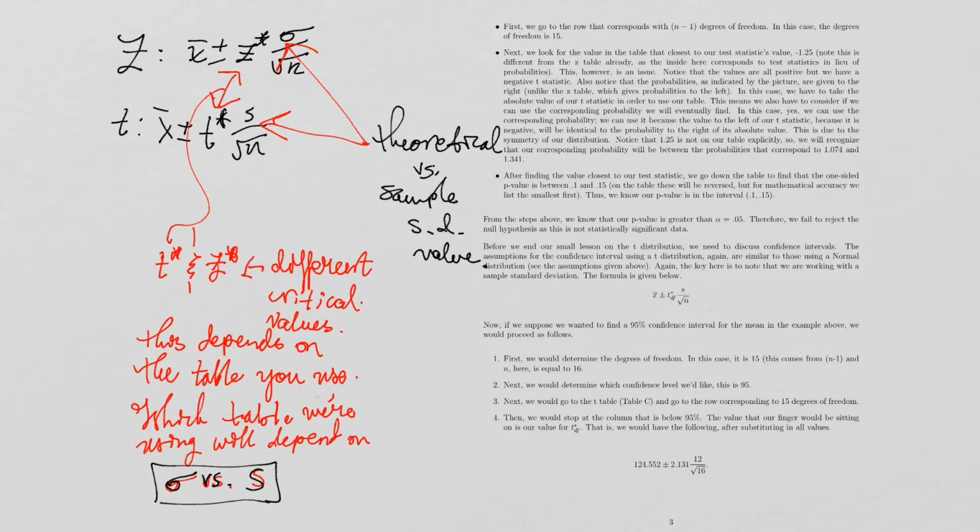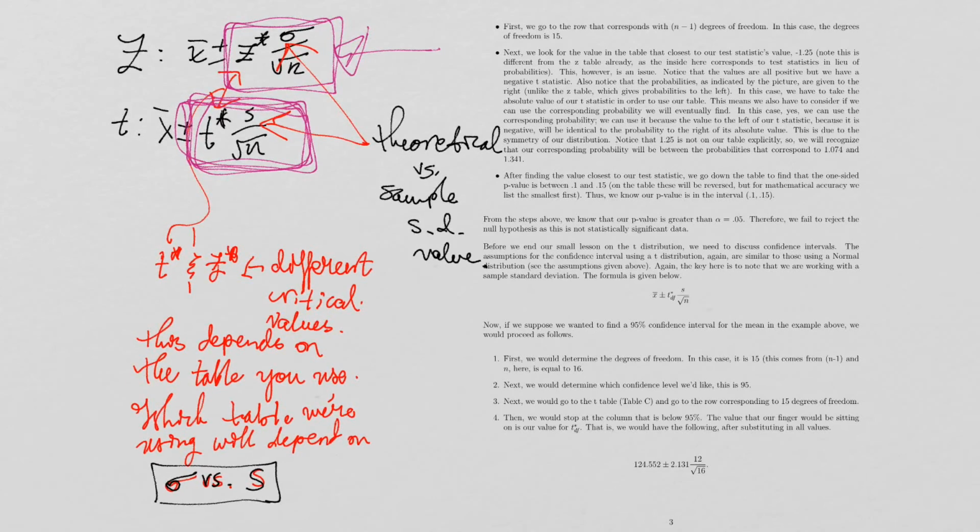So if we have a sample standard deviation, we're going to use the t. If we have a theoretical, we're going to use the z. Now, this one up here, we've actually already talked about how to do that, so I'm not going to go over that in this video. But the second one right here, we haven't talked about that yet, so I'm going to go over that.